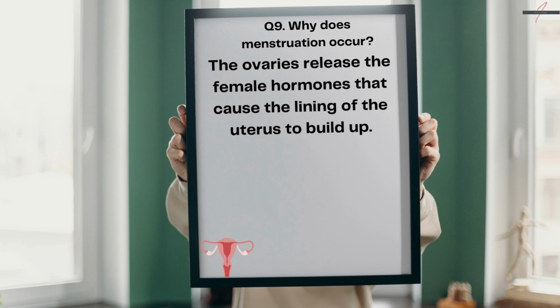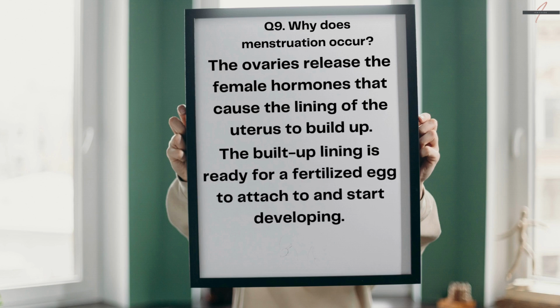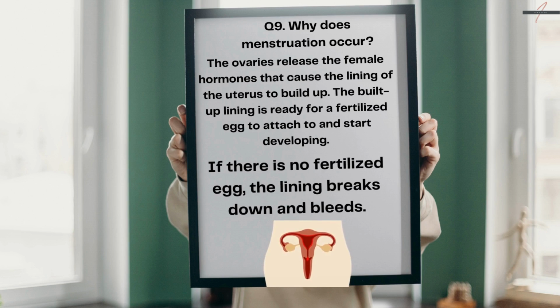The ovaries release the female hormones that cause the lining of the uterus to build up. The built up lining is ready for a fertilized egg to attach to and start developing. If there is no fertilized egg, the lining breaks down and bleeds.